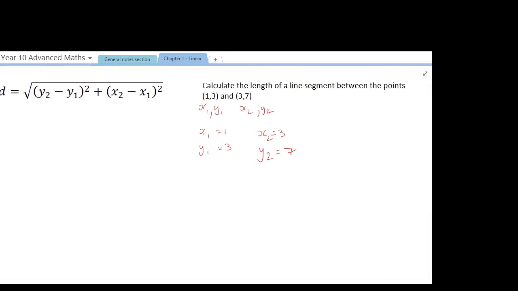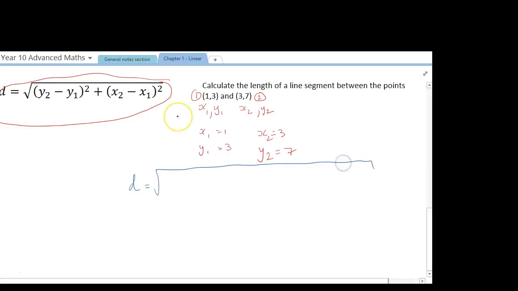So I've just written down what all those 4 values are. We've nominated and we've got all our variables here. It looks like a lot of variables. So this is point 1 and point 2. We're going to stick this into our formula now. This formula over here needs all these numbers. d is what we're trying to find out, and we're going to do the square root and plug all these numbers in.